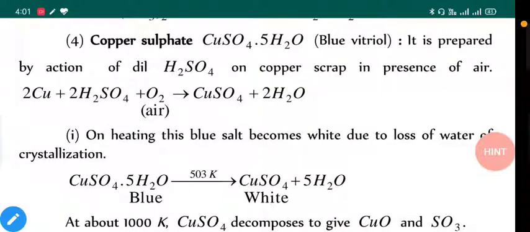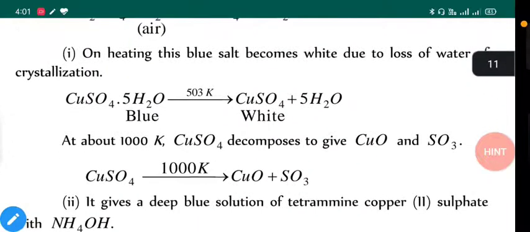That means when we have pure copper sulfate, it will be a pure white compound. If it absorbs water or if we dissolve it in water, then it will form complex compounds with water as a ligand. So water molecules will act as ligands. They will donate electron pairs to copper, and that's why complex formation occurs, and because of complex formation it gives an intense blue color. So it is prepared by the action of dilute H2SO4 on copper scrap in the presence of air.